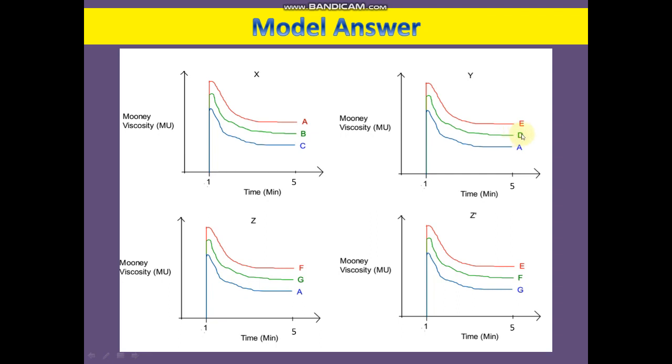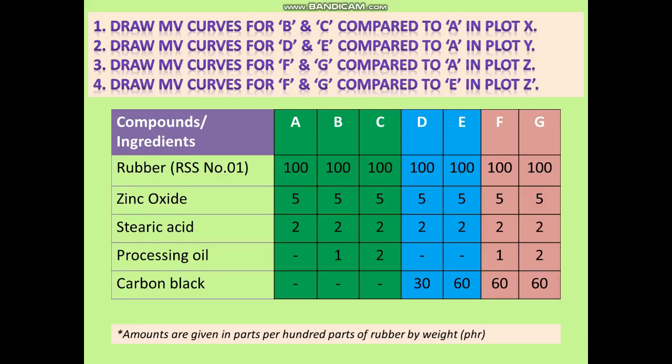So here the D compound contains 30, so it has shown somewhat higher viscosity value compared to A. The E compound contains the highest carbon black amount, that is 60 pHr, so the compound E has shown the highest Mooney viscosity here. And also it has an effect on the initial torque of these Mooney viscosity curves in the same way.